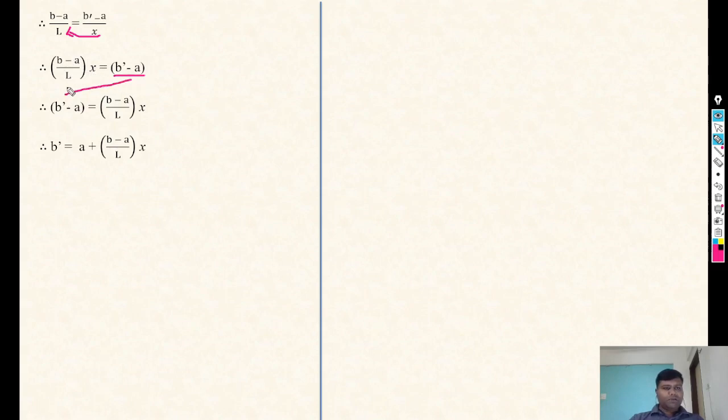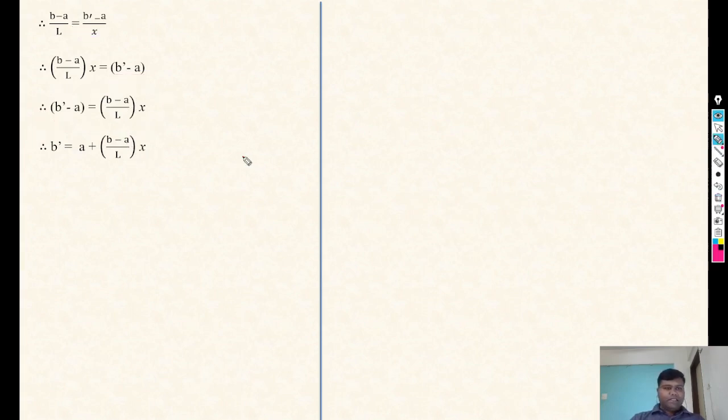Take this term to the left side and this to the right side. The terms are as they are, but we have just changed the side, left and right. We require b dash, so just take this a to the right side. So the new equation is b dash is equal to a plus (b minus a) by L, whole multiplied by x.